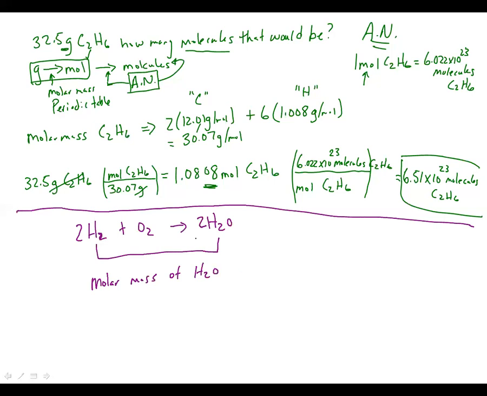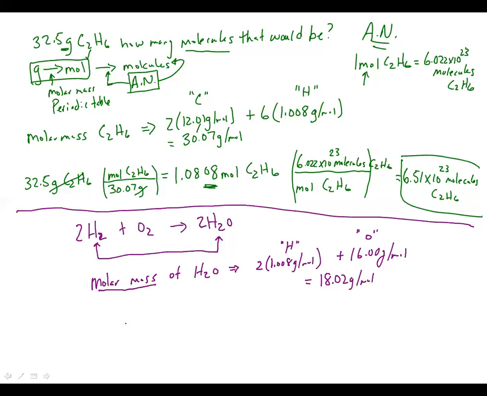Sometimes we will have an equation where you have to do some calculations, which is known as stoichiometry, which we're going to talk about in this chapter. But in that process, you may have to go to the periodic table and actually calculate the molar mass of water. When you do that, the molar mass of water in this case would be 2 times 1.008 grams per mole for our hydrogen, plus 16 grams per mole from the periodic table for our oxygen. And that gives us 18.02 grams per mole as the molar mass.